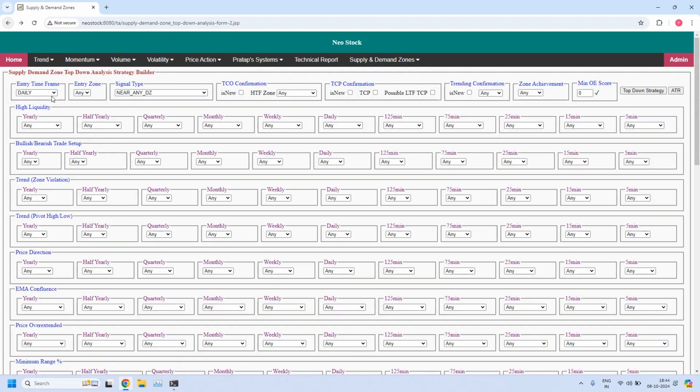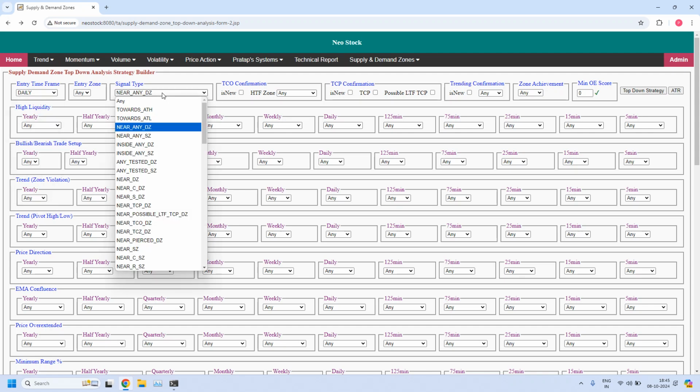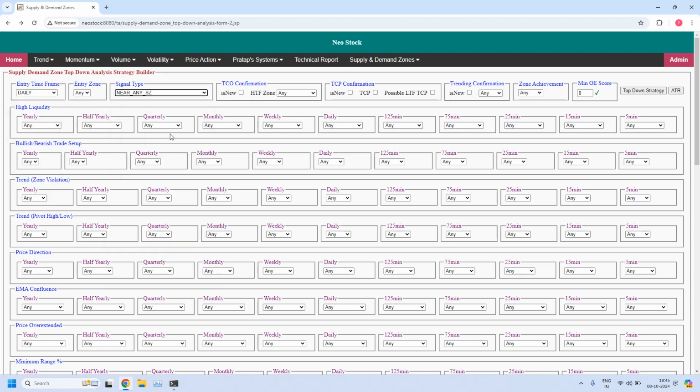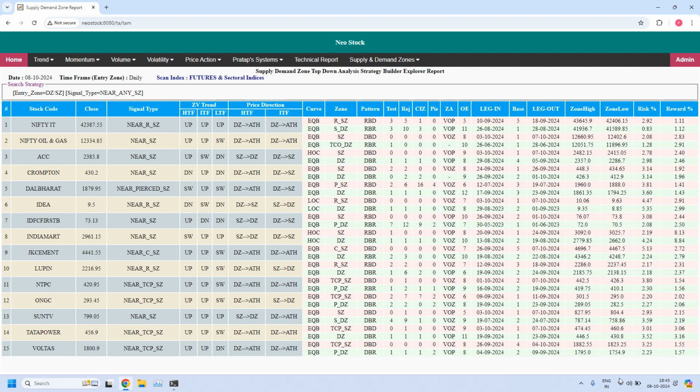Okay, next for daily time frame, let us find the stocks near daily supply zone. 15 stocks are filtered. Let us identify high liquidity daily supply zones from this list. Nifty IT, it is an indices. And we have Idea. Idea is having high liquidity supply zone, daily supply zone.